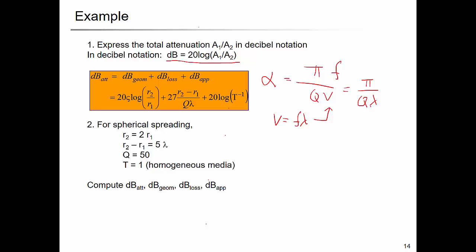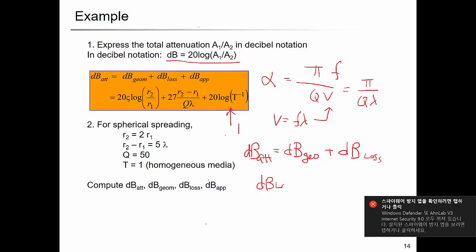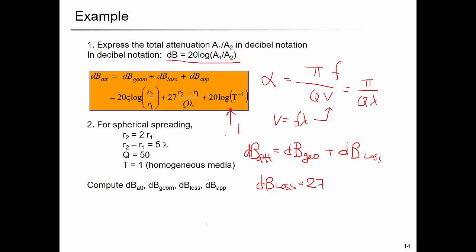Okay, then let's put the numbers in here. Total attenuation. Let's do the apparent attenuation. Here, T is 1, so it's just 0. If we put the value 1 here, then this term goes to 0. So you have only geometric damping and the material loss. So dB attenuation is dB geometry plus dB loss. dB loss is 27 times (R2 minus R1), which is 5 lambda, over Q, which is 50, times lambda.